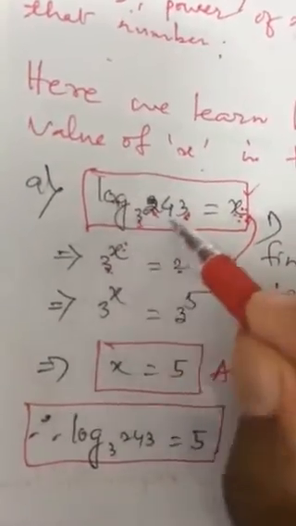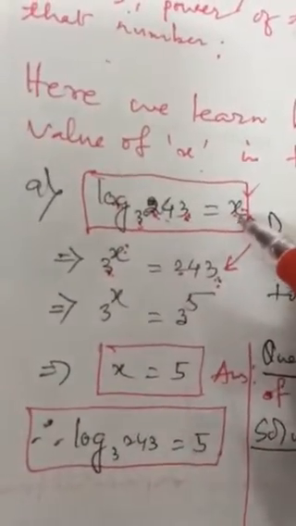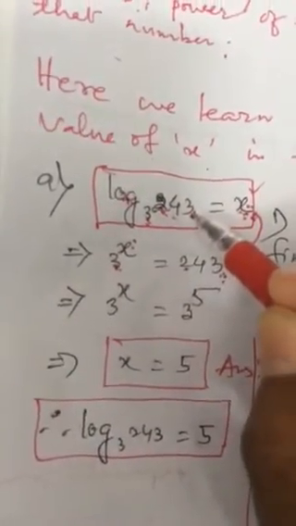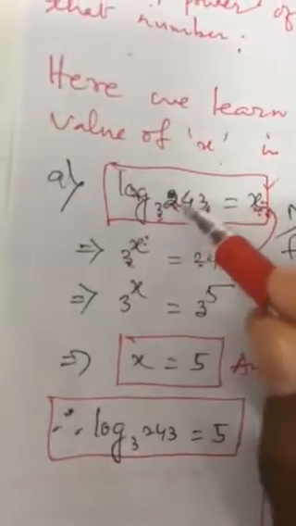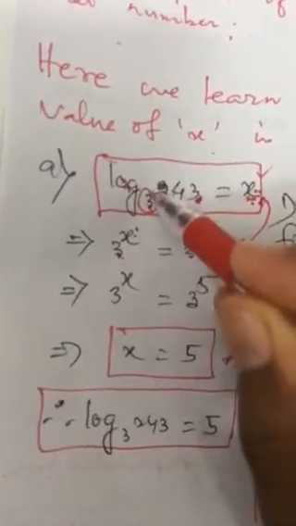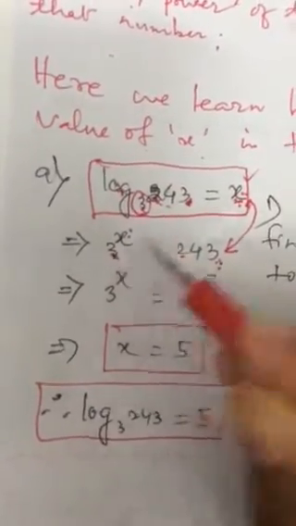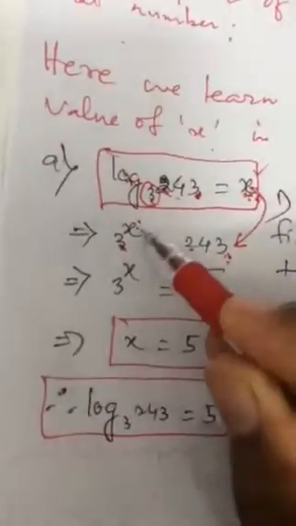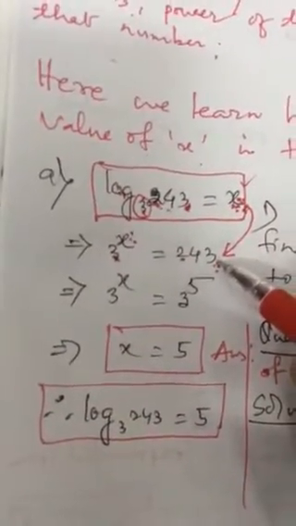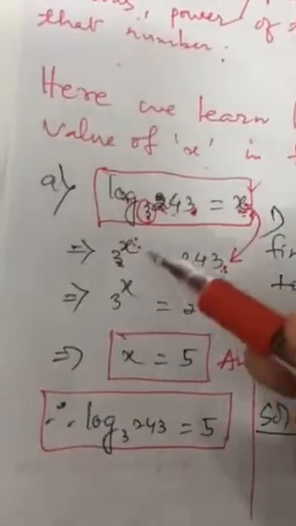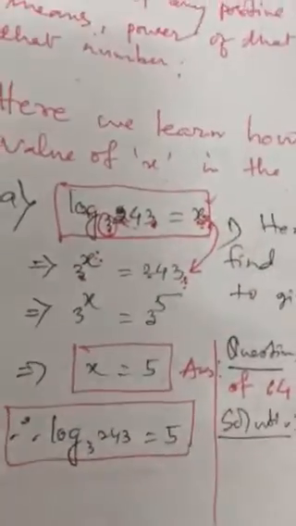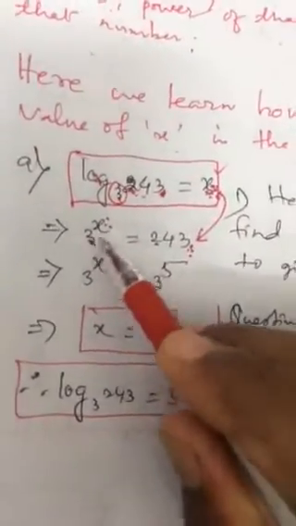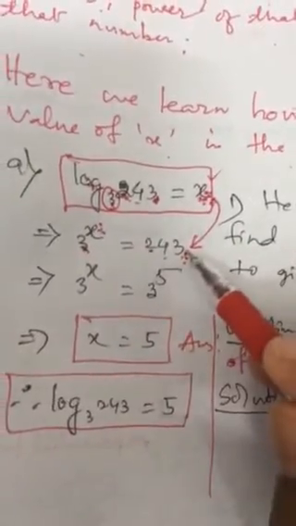It is given that this x is the log of 243 to this base. So to this base, the log is this, meaning the exponent is this, and the value is this. We have already learned what a log is. So 3 to the power x is equal to 243.